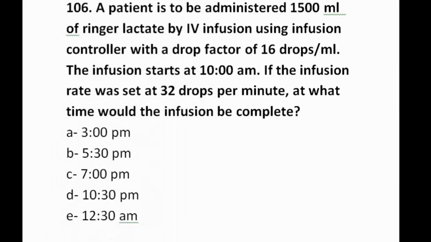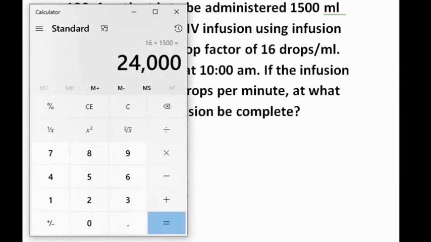So what we will do, actually the infusion rate is 32 drops per minute, which means that 32 drops are administered per minute. So we have 24,000 drops, which means how many minutes will it take to administer 24,000 drops? We will divide 24,000 by 32 and we will get 750.